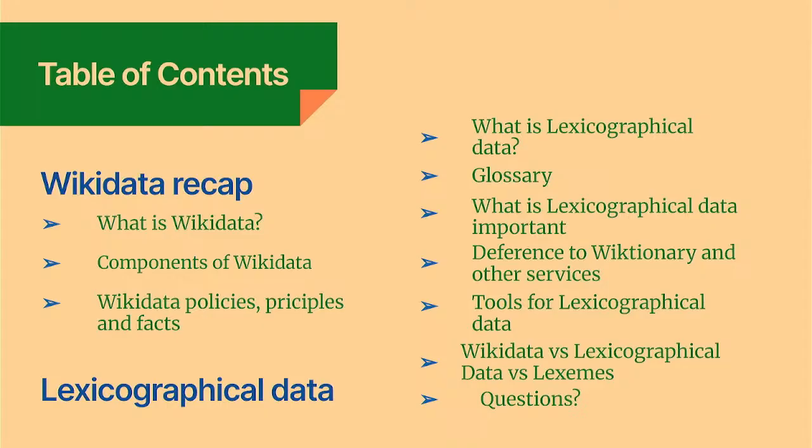So now, number one, we'll find out what is Wikidata. Two, the components of Wikidata. Three, the Wikidata policy, principles and facts. Right? Then we'll go on and check what is lexicographical data and the glossary, that is the classes of the data, and why lexicographical data is important. So we'll check the importance, the differences to Wiktionary and other services, the tools for the data, and lexicographical data versus Lexemes. That is three things there. Then we'll have our questions and other things.